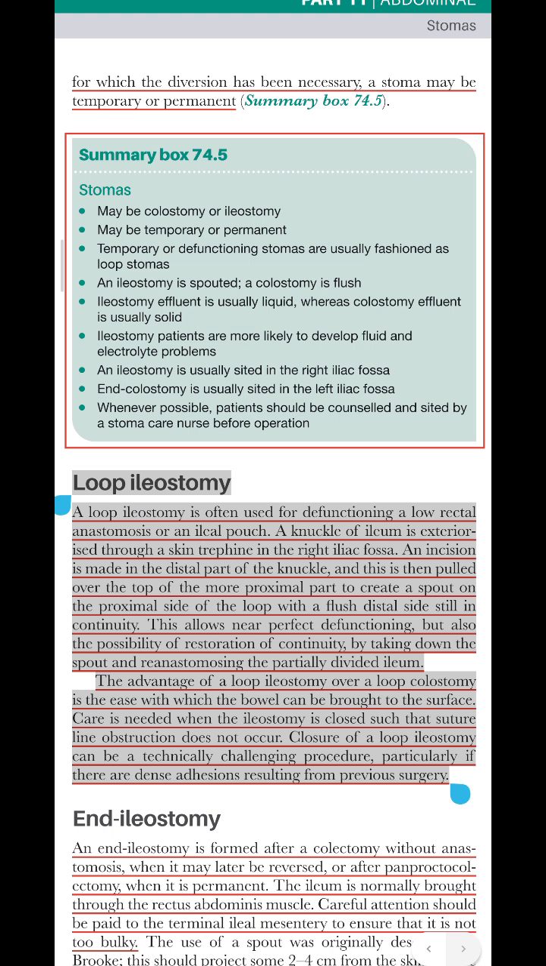The advantage of a loop ileostomy over a loop colostomy is the ease with which the bowel can be brought to the surface. Care is needed when the ileostomy is closed such that suture line obstruction does not occur. Closure of a loop ileostomy can be a technically challenging procedure, particularly if there are dense adhesions resulting from previous surgery.